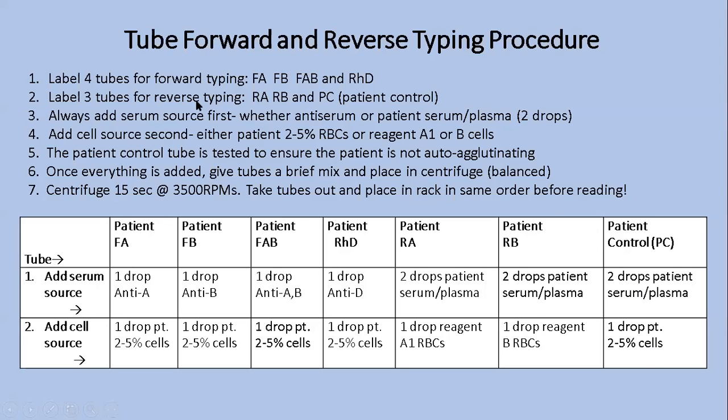Okay? So we're going to give them a little mix. We're going to bounce them in our centrifuge. We're going to centrifuge for 15 seconds at 35 RPMs. Take our tubes out in the same order in our rack. We don't want mistakes. And then we're going to read.